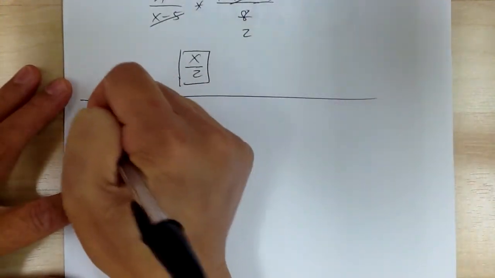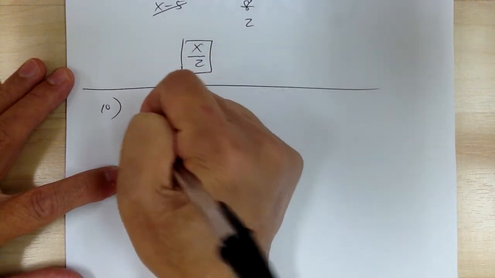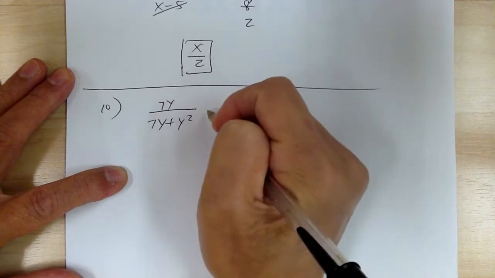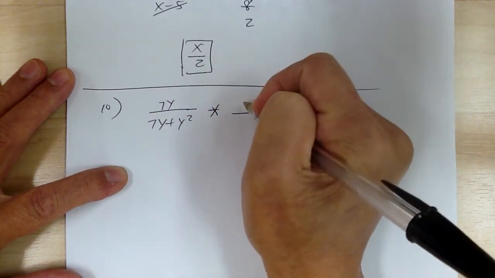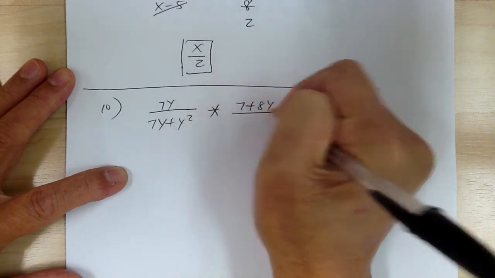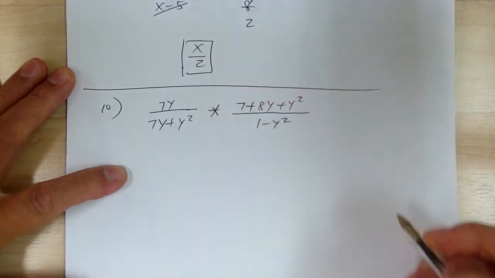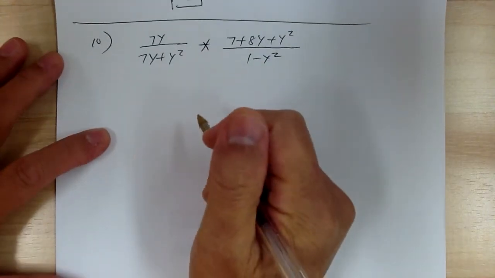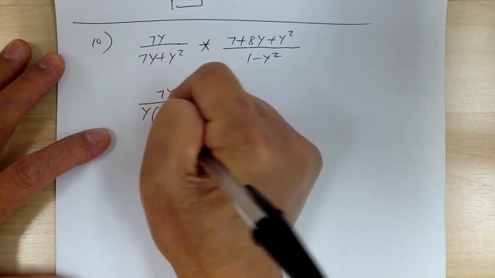Okay, let's go to number 10. You got 7y over 7y plus y squared. The next part is the division, so you have to change into multiplication and flip it upside down. Over here, I'm going to start to do factoring. You have 7y. This one over here, I factor out the y, so I get 7 plus y.